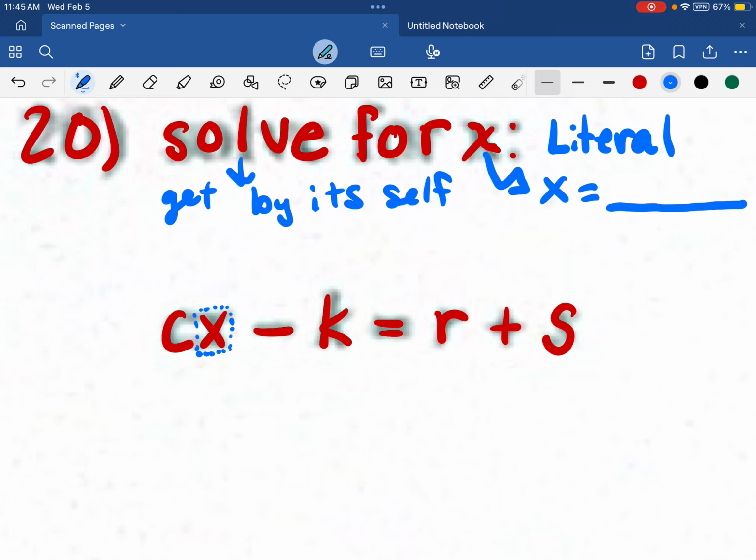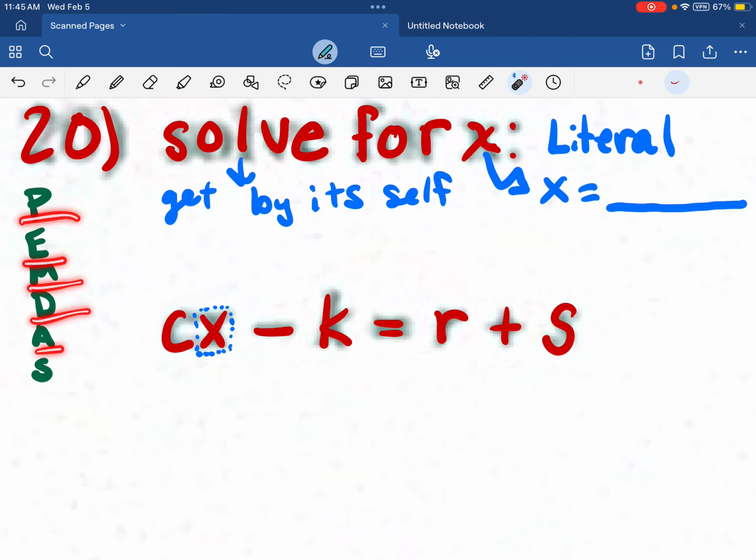I want to get this x all by itself. Well, there's a couple things happening to the x. It looks like since it's squashed together with the c, I'm timesing by c, and I'm also minusing by k. One of the common mistakes here is to do things in the wrong order, and that kind of goofs things up. So to help us do things in the right order, you guys are familiar with PEMDAS. Right, PEMDAS, parentheses, exponents, multiplication, division, addition, subtraction, blah, blah, blah, whatever, right?